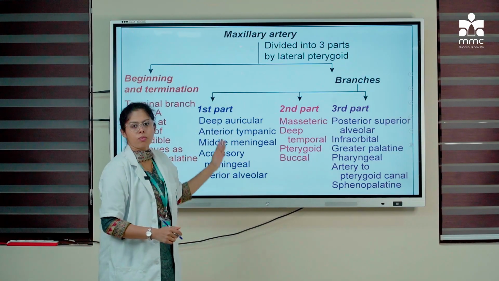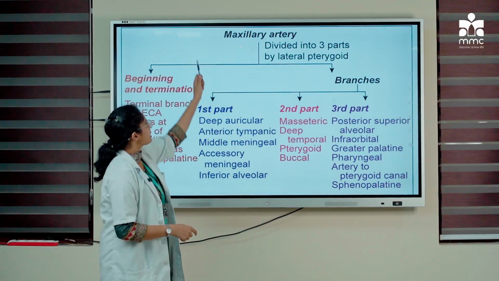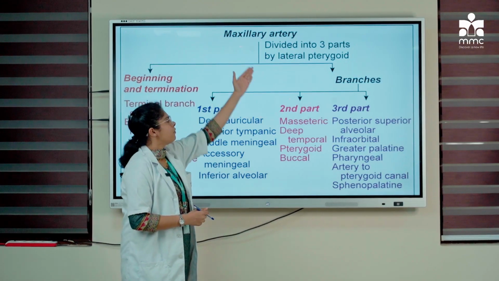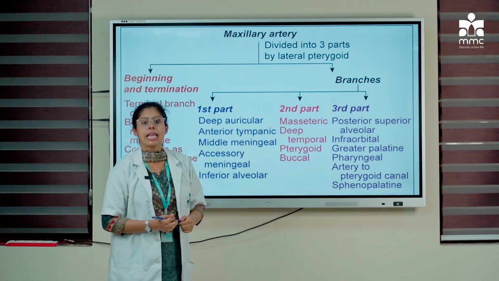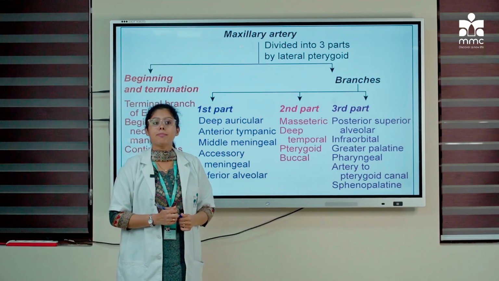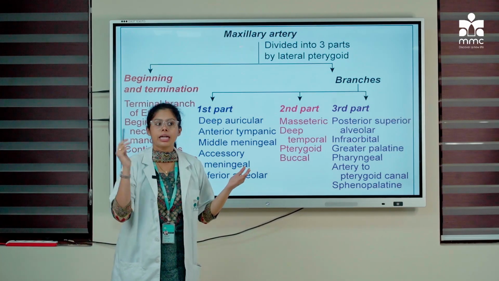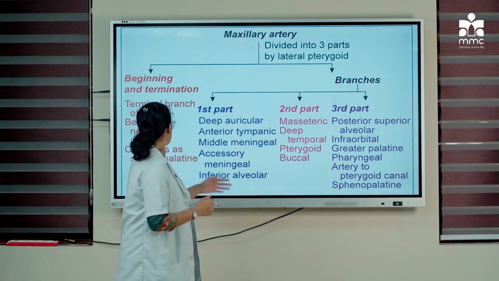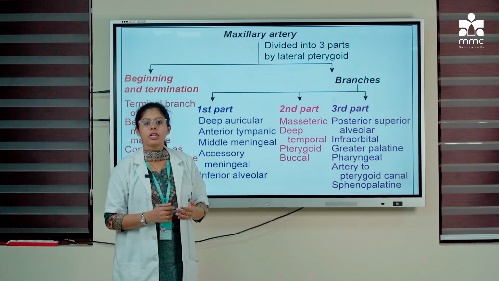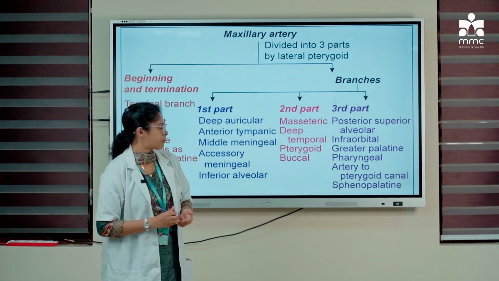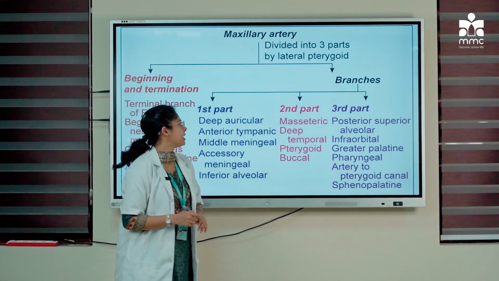Now this is in a nutshell what we studied just now. Maxillary artery, it is an artery present in the infratemporal fossa which is divided by a muscle called the lateral pterygoid muscle. It is the terminal branch of the external carotid artery, runs through the parotid gland to continue as the sphenopalatine artery. It finally terminates as the sphenopalatine artery. That was about the beginning and the termination.